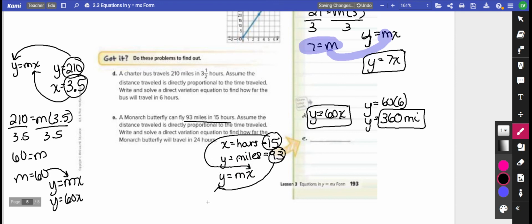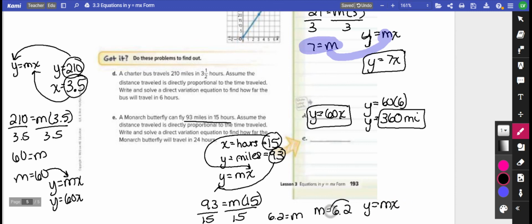And that gives me 93 equals m times 15. I'll divide both sides by 15. 93 divided by 15 simplifies down to 6 and 2/10, which is my slope. So m equals 6 and 2/10. So if I have the equation y equals mx, I'm going to put 6 and 2/10 in for my m, and I get y equals 6 and 2/10 x.